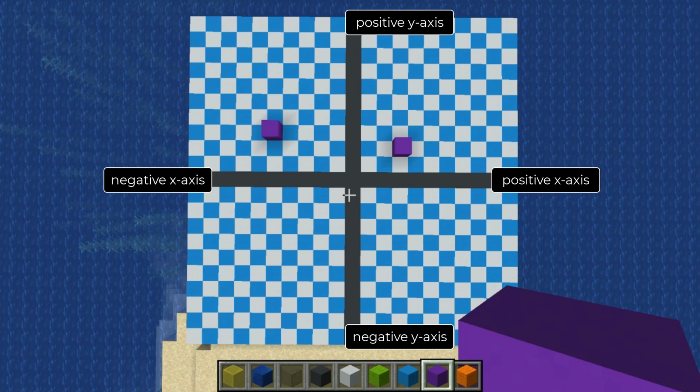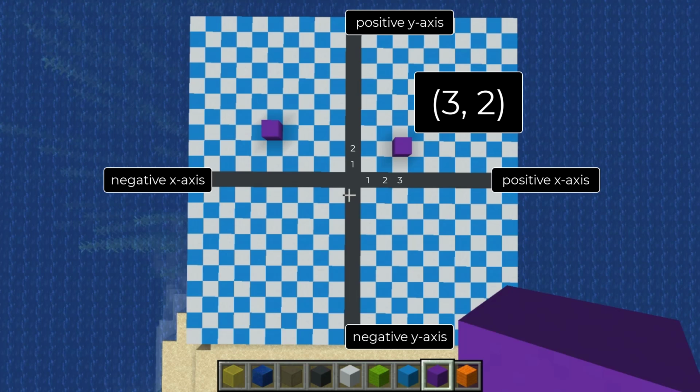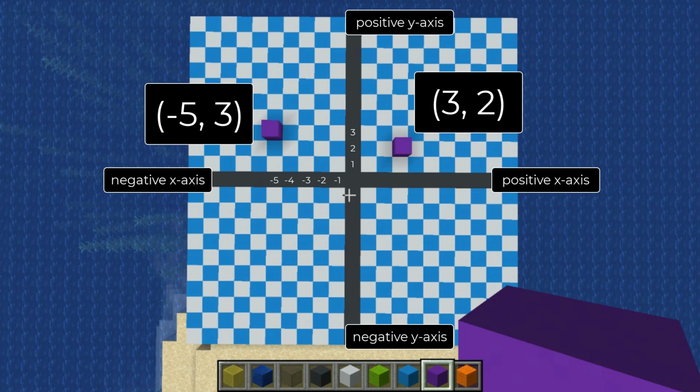So if I look at these points, the first one I'd count over 1, 2, 3 and up 1, 2. So that's the point (3, 2). The second point that I have over on the left side is going to go the negative direction. So 1, 2, 3, 4, 5, and then up 1, 2, 3. So that would be the point (-5, 3).